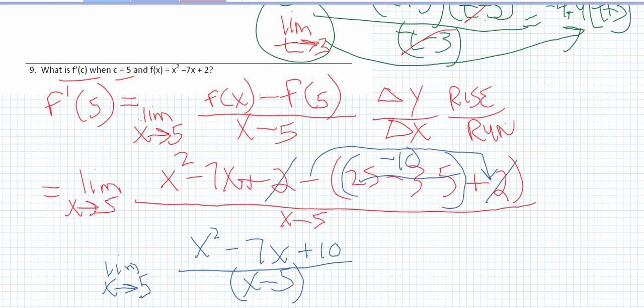So the average rate of change is just the slope of the secant line, and the instantaneous rate of change is the slope of the derivative. Okay, we'll see you next time.